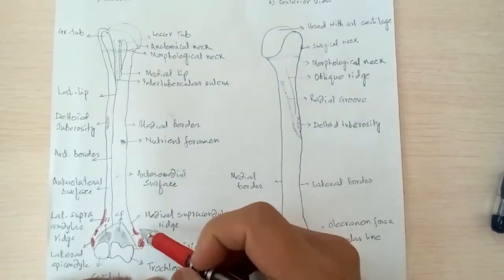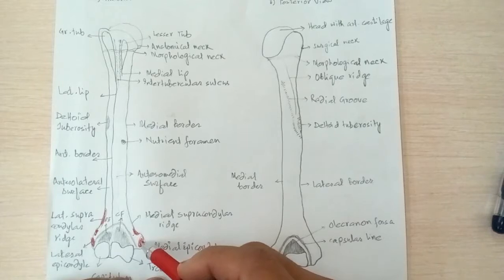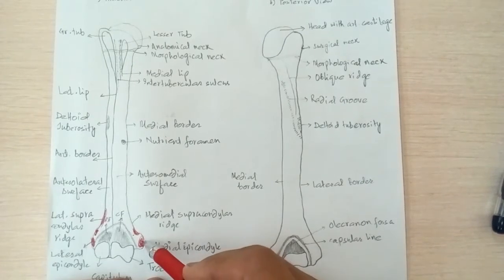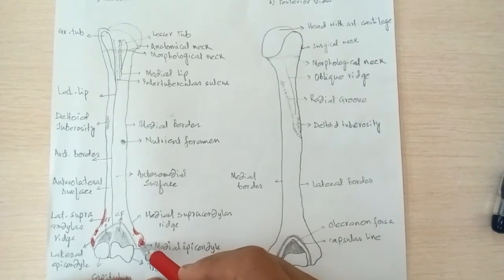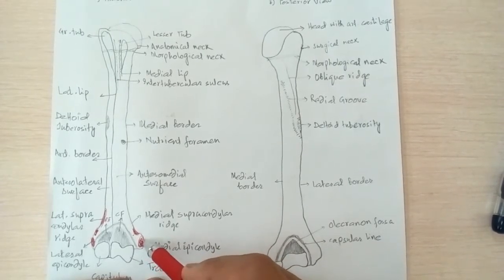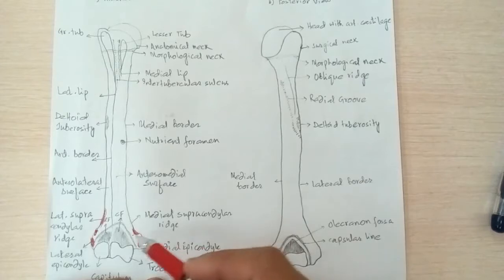Talking about the attachment of the muscles, I am now highlighting the most important parts. First of all, this is the common flexor origin for the flexor muscles of the forearm, or antebrachium. Most of the flexor muscles originate from this area, the medial epicondyle of the humerus. So this is the origin of the flexor muscles.